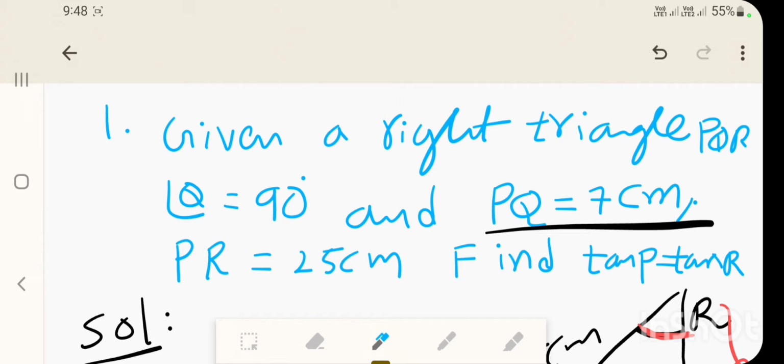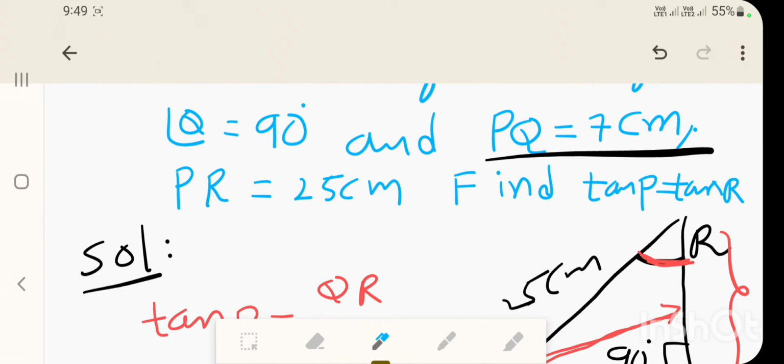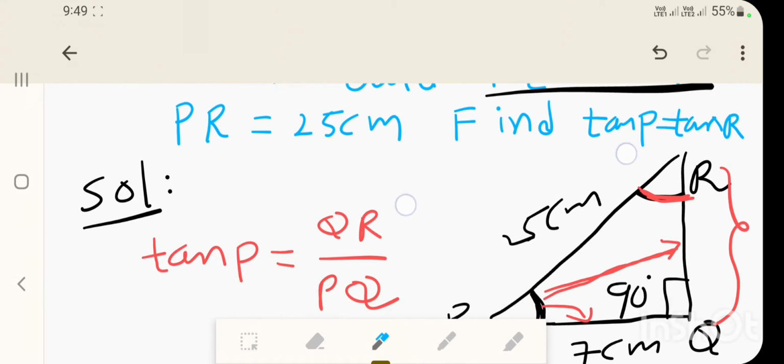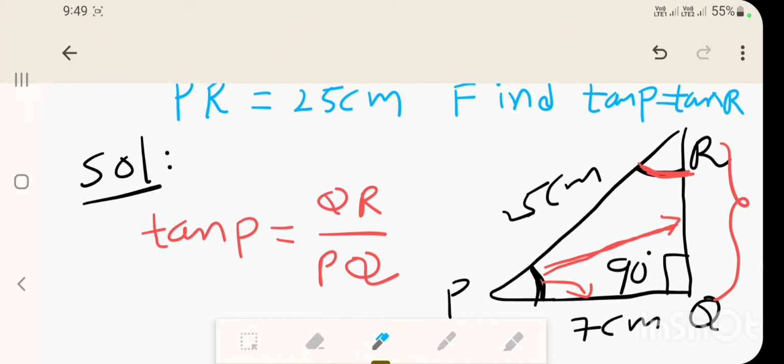Given a right angle triangle PQR, and they have mentioned the angle Q is 90 degrees, that is, it is right angle at angle Q, and they have given the length PQ is equal to 7 centimeters, PR equal to 25 centimeters, and they are asking to find tan P minus tan R. Okay, and here if you see the angle P, opposite to the angle P, it is nothing but QR, and adjacent to the angle P, it is nothing but PQ.